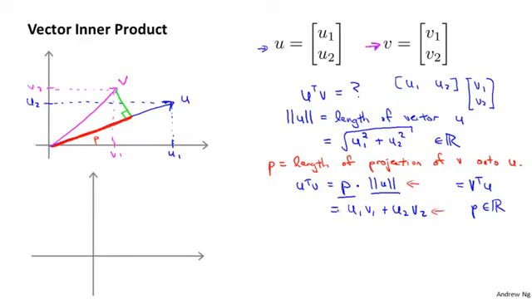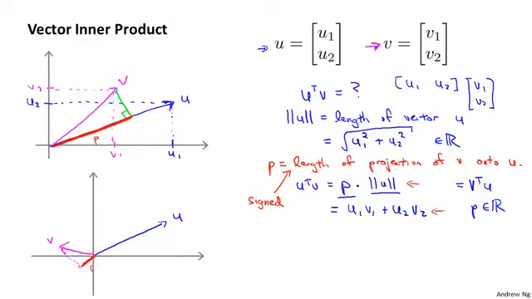Just one last detail: if you look at the norm of p, p is actually signed, and it can be either positive or negative. Let me say what I mean by that. If u is a vector that looks like this, and v is a vector that looks like this, so the angle between u and v is greater than 90 degrees, then if I project v onto u, what I'll get is a projection that looks like this.